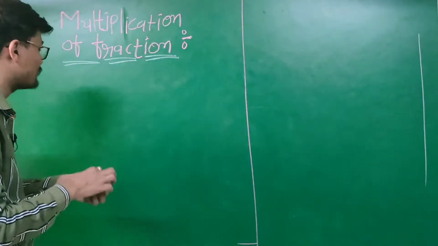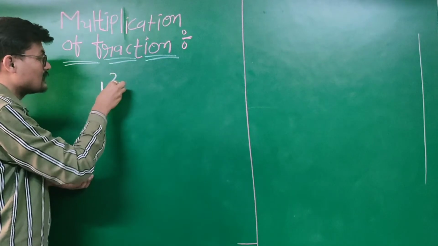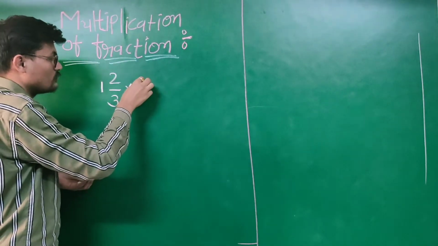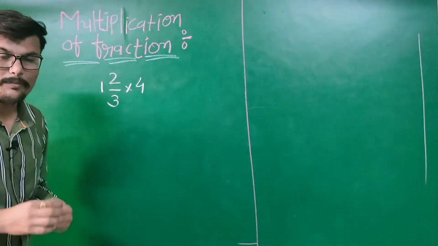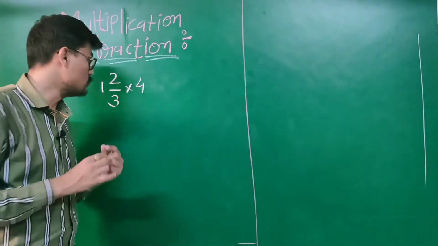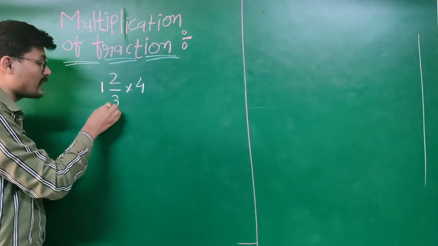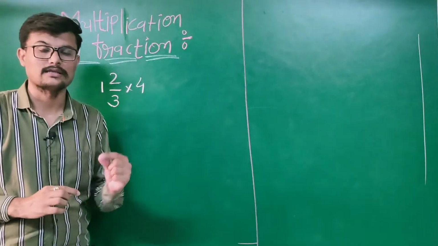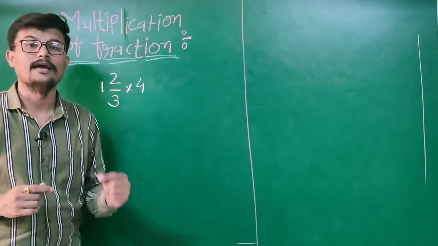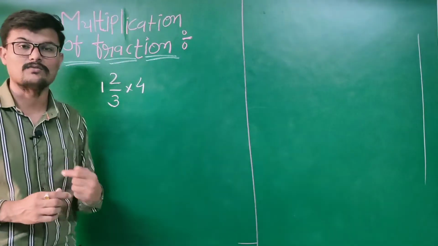So let's say we are taking one example here. Suppose 1 and 2 upon 3 into 4. I want to multiply this number. So what can I do? First of all, I want to convert this mixed fraction into an improper fraction, that is, into p upon q form, a simple fraction, or you can say an improper fraction as well.